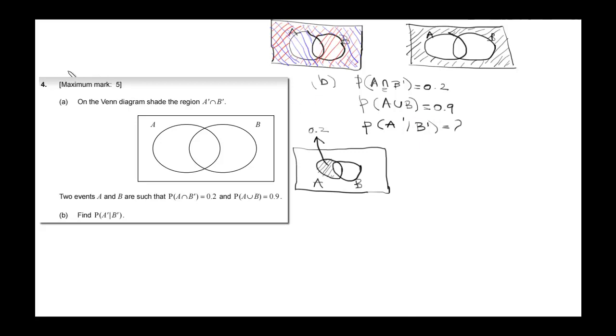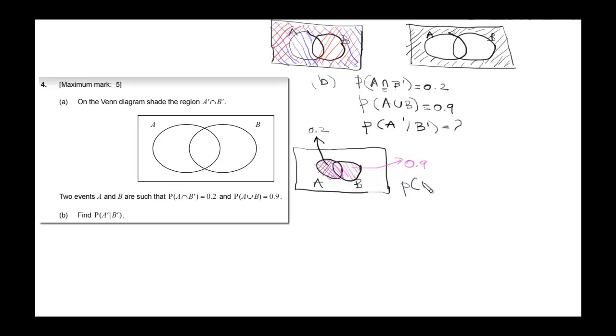It means I shall shade in magenta everything that is together, A and B. So all this magenta area is 0.9. From the drawing we can see that probability of B is probability of A union B, 0.9, from which we remove this region, that is probability of A intersection B dash, 0.2.